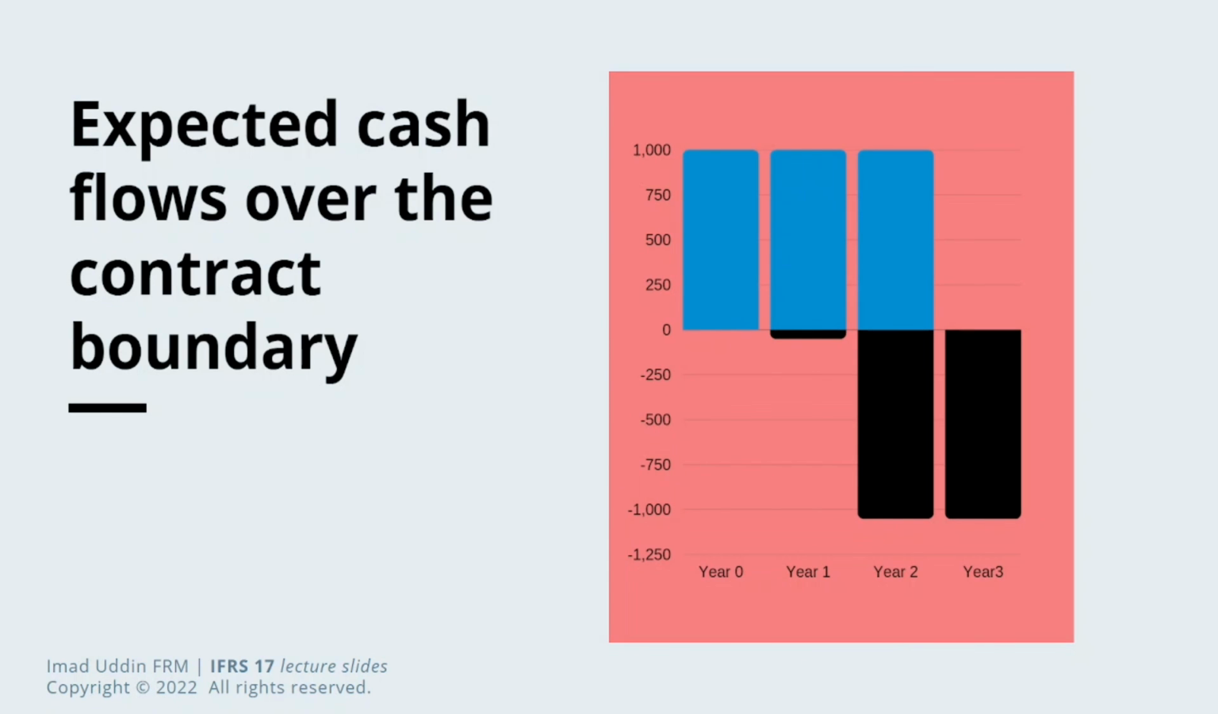So here is a full picture of our expected cash flows over the contract boundary. Now IFRS 17 specifically defines what a contract boundary is, which we'll learn very soon in our course. For now, let's understand that the contract boundary is really the period within which all the cash flows are included in our expectations of cash flows and form part of the valuation of the fulfillment cash flows and the liability for remaining coverage.